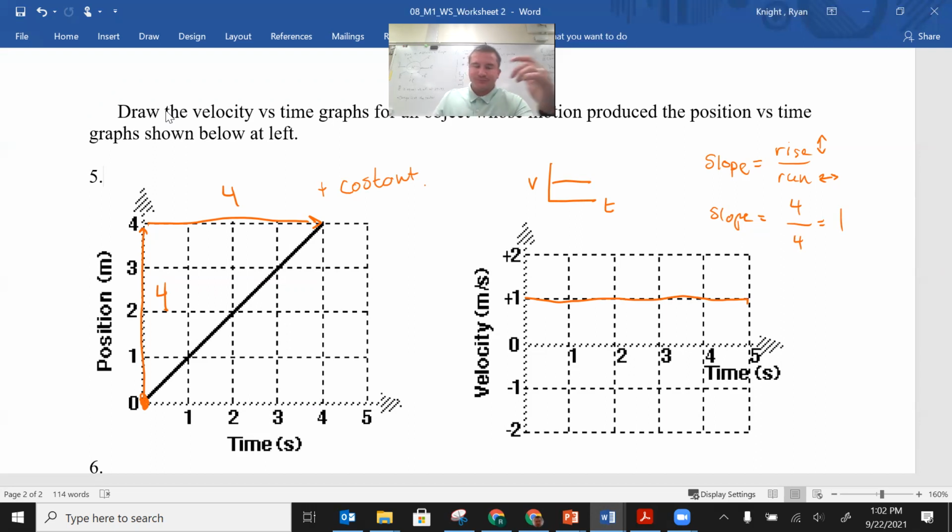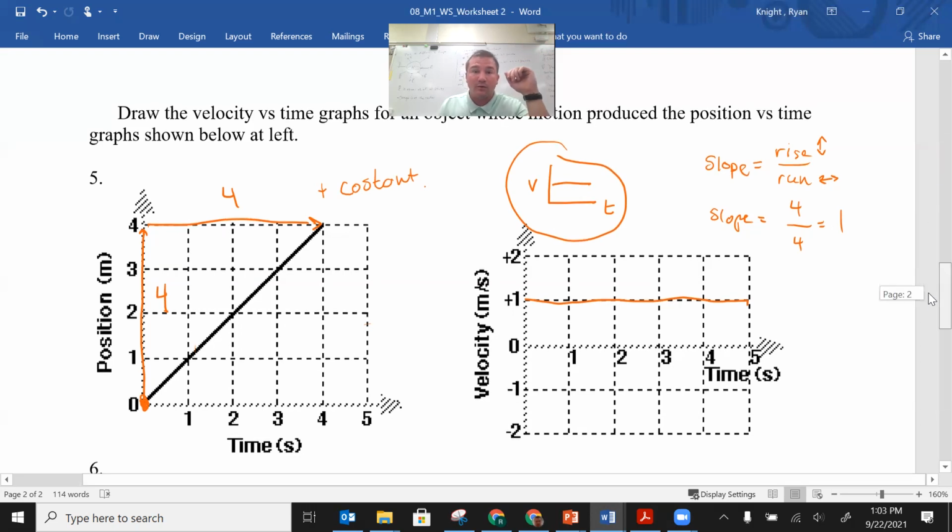So now, instead of just looking at this conceptually and knowing that this position graph, this diagonal, means positive constant velocity, increasing position, instead of just knowing that it's going to be a flat line, we now also know exactly where to put that line, right? If we can calculate the slope, we can figure out that that line belongs on the 1 right there.